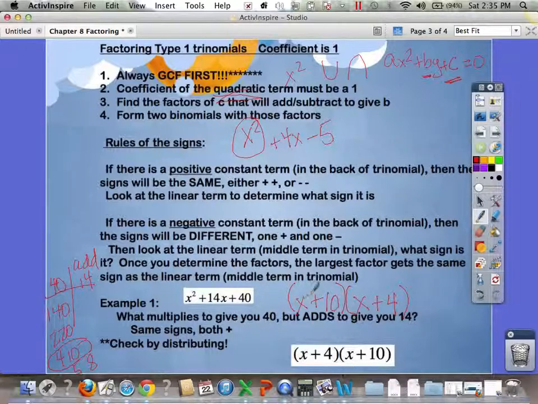If you multiply this through and did our little box method, you have x and 10 and x and 4, made your box. You get x squared, 10x, 4x, and 40. And you put your like terms together, guess what? You get this equation. Okay?